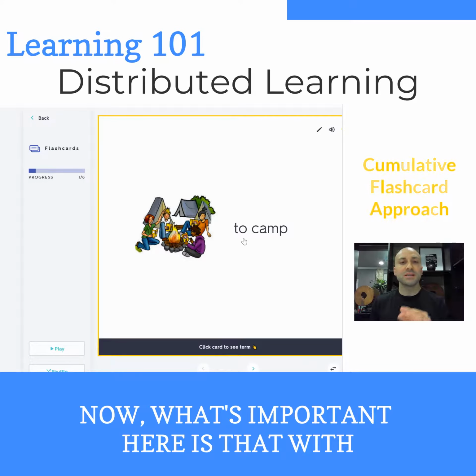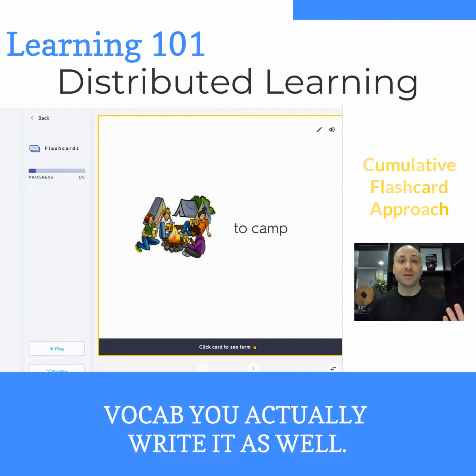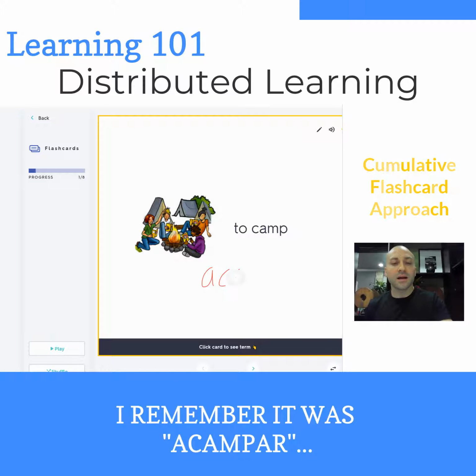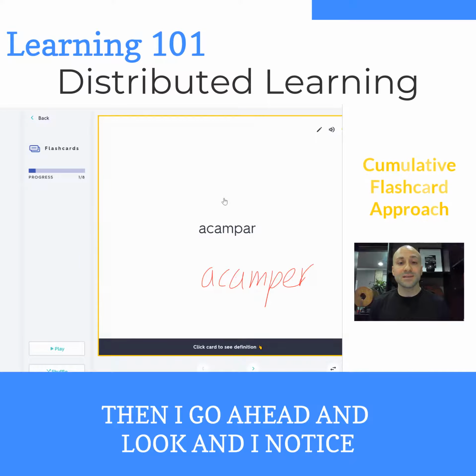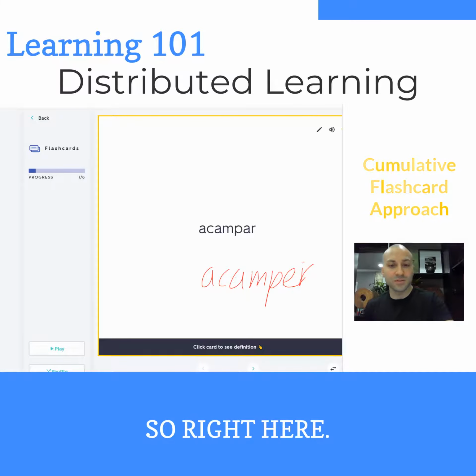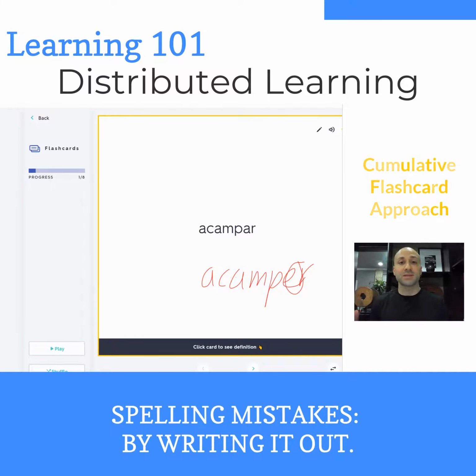Now what's important here is that with vocab, you actually write it as well. I remember it was acampar, is this how I spell it? Then I go ahead and look, and I notice, oh, I spelled it a little bit wrong. So right here. Well, that's a great way to catch my spelling mistakes, by writing it out.